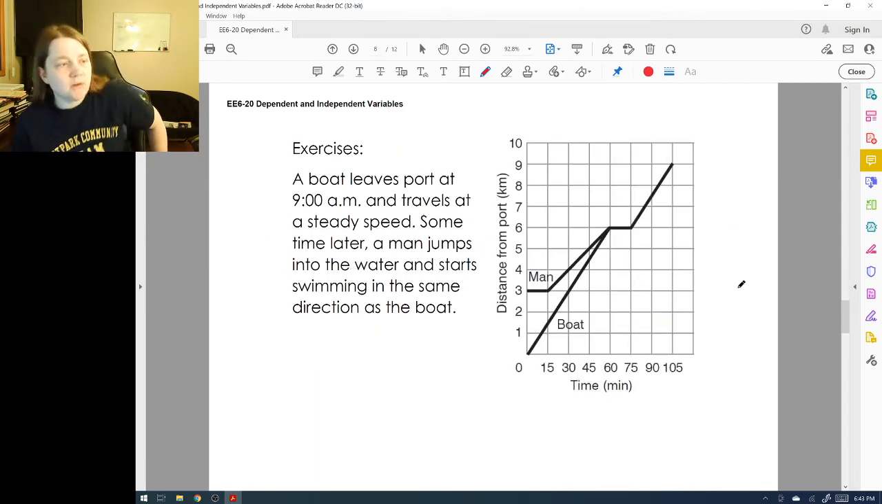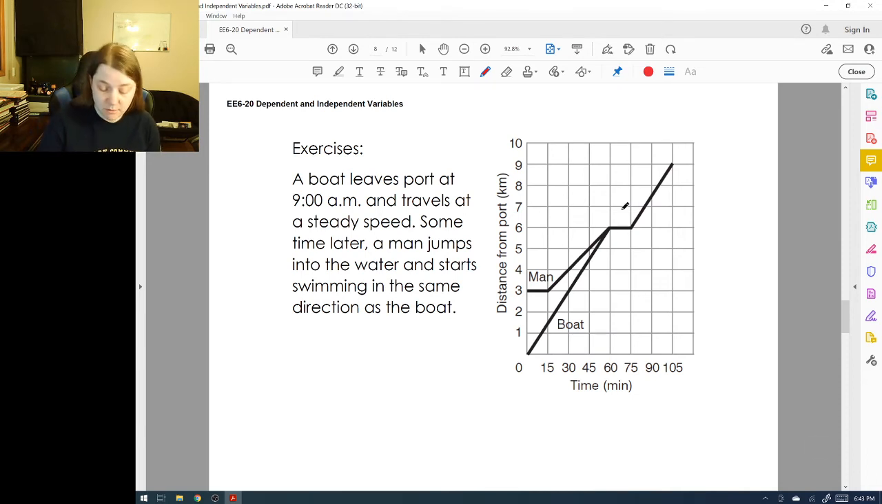Let's talk about a boat that leaves port at 9 o'clock in the morning. It travels at a steady speed. Sometime later, and you can see the boat traveling at a steady speed right here, sometime later a man jumps into the water and starts swimming the same direction as the boat. Okay, we can see that sometime later on the chart is represented by 15 minutes later.